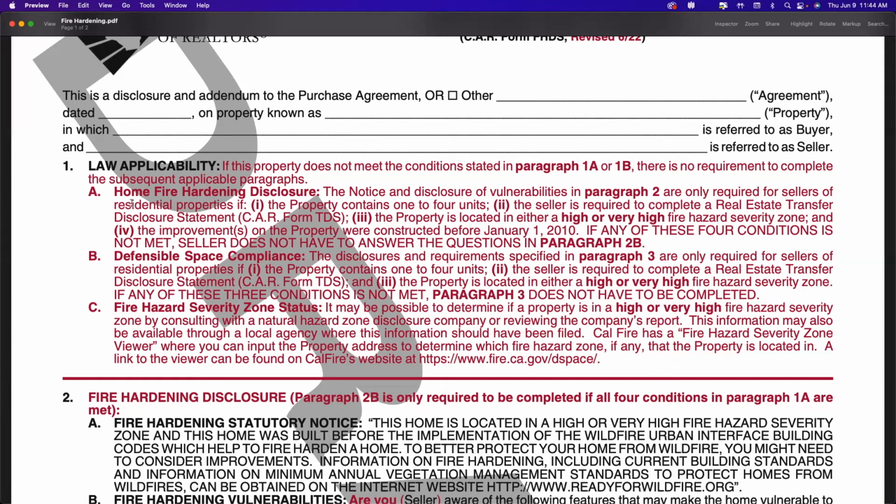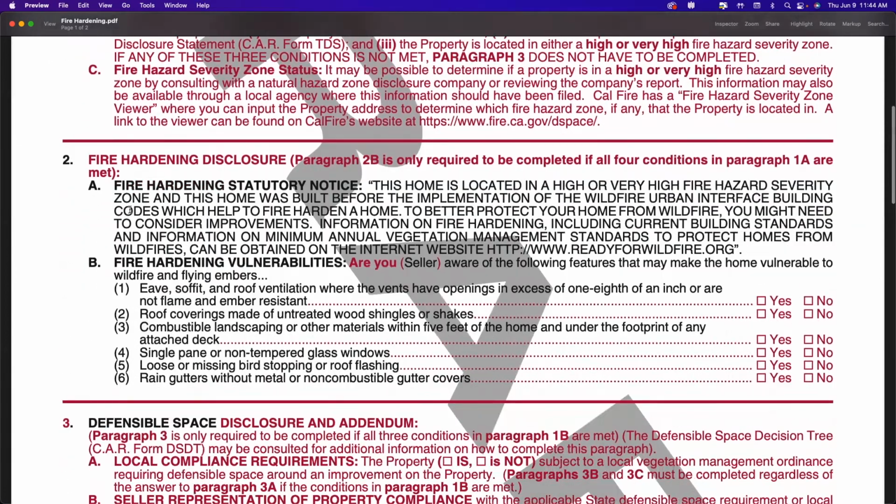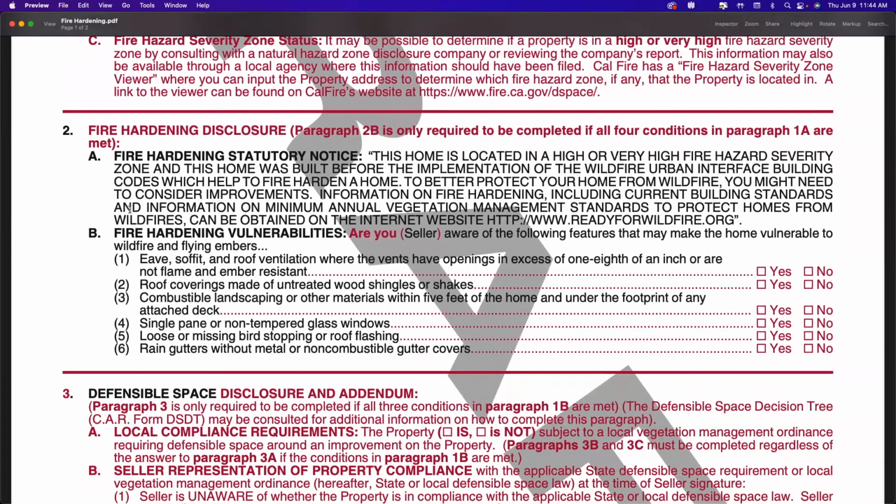And I think that's why they did this. They've added this whole paragraph that's just about, hey, this is not required. It's only required if, okay? And then this is answering questions, right? So if it's required to give, right, we hit all 4 of the conditions, it's required for us to answer these questions as the seller.